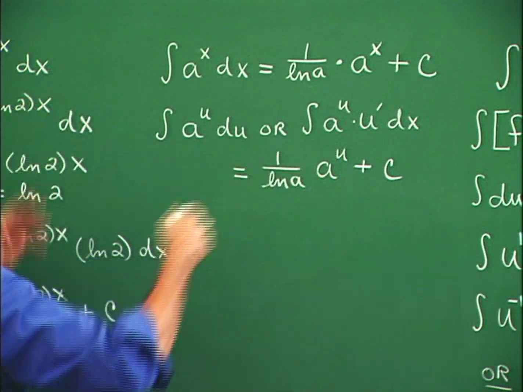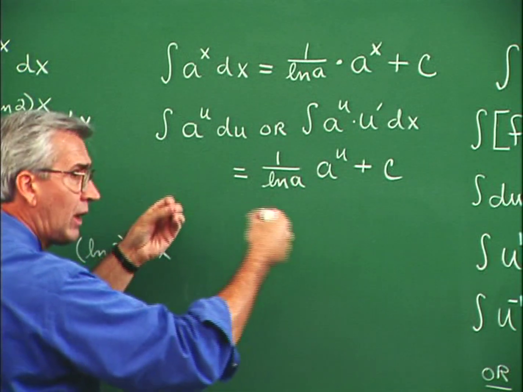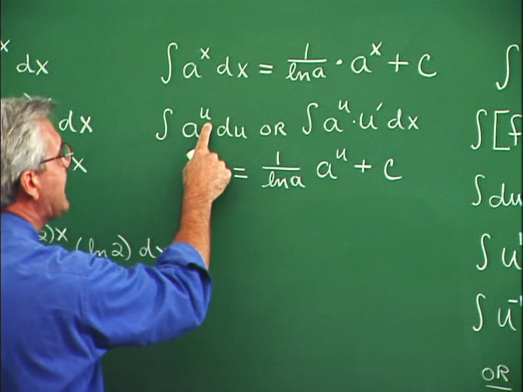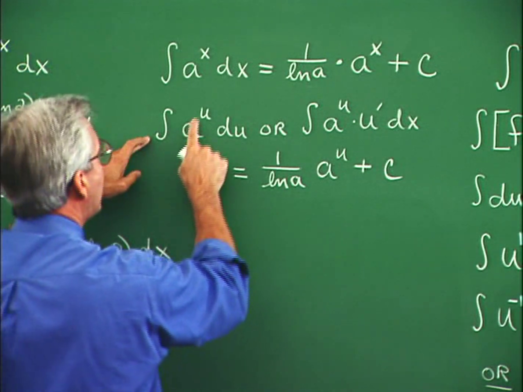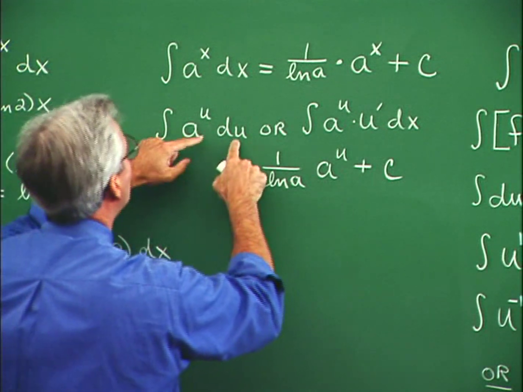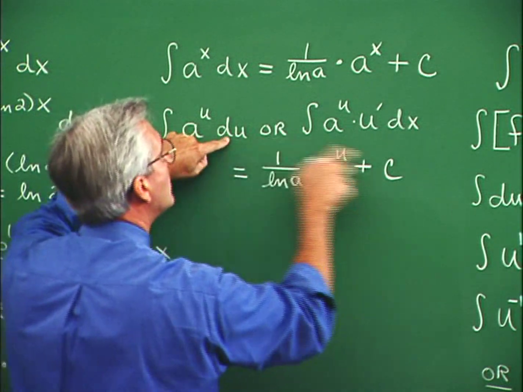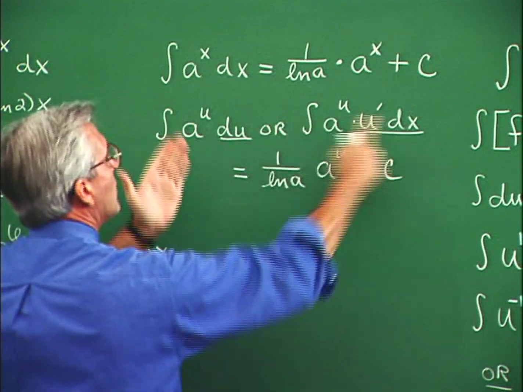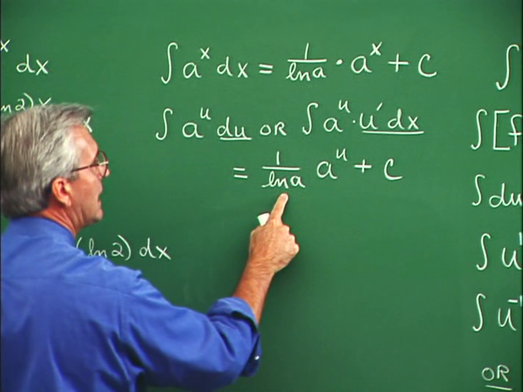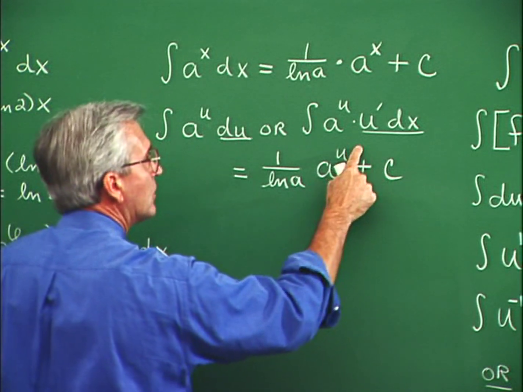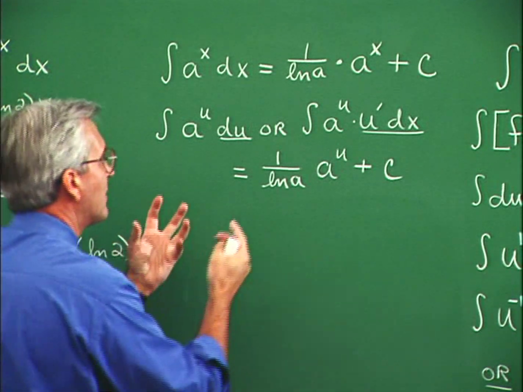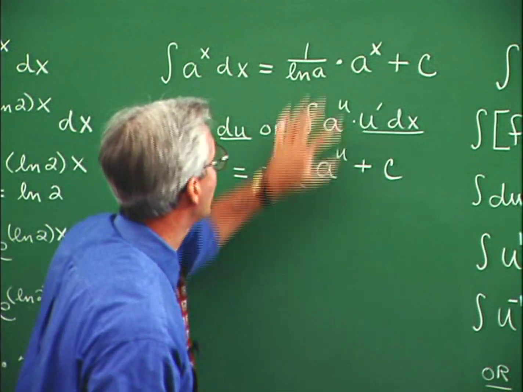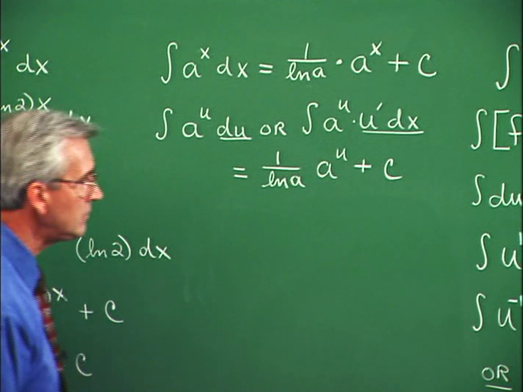And then taking it just a little bit further, generalizing it even more, substituting for x a u idea, we would have the integral of a to the u du, where the du part could be written as u prime dx. Either of these forms is okay, but from either of those, we get 1 over ln a times a to the u plus c. So it's a very similar pattern to the one that we recognized before. The result is very similar to the result that we have here as well.